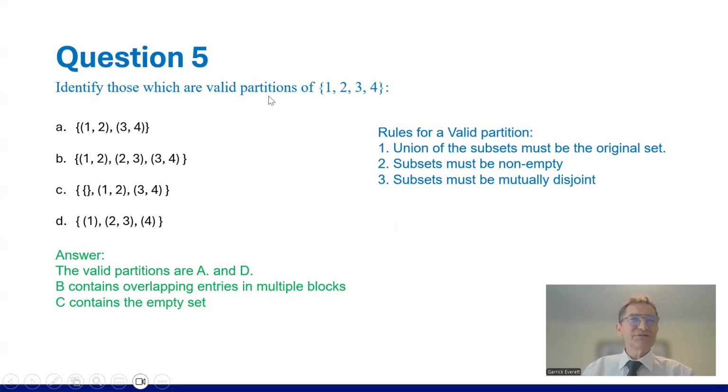So just pay attention to what question you get in the assessment. So valid partitions: the union must be the original, subsets non-empty, mutually disjoint. You don't want anything overlapping for a partition.